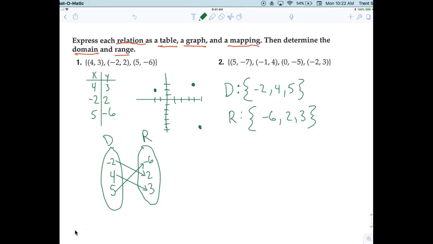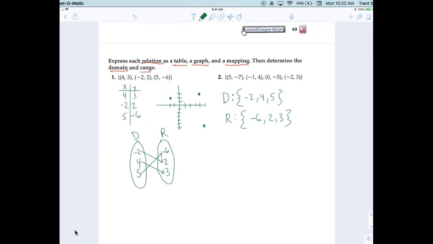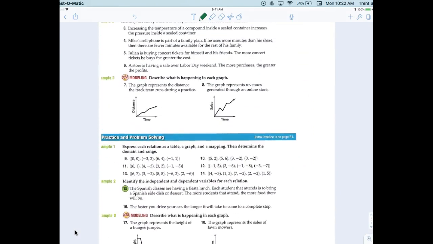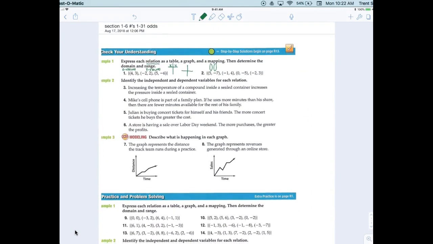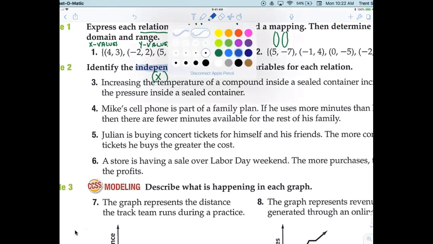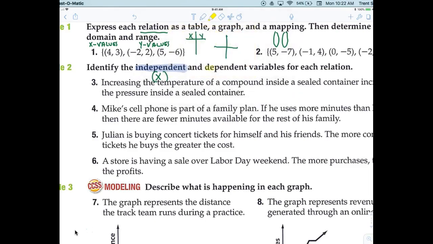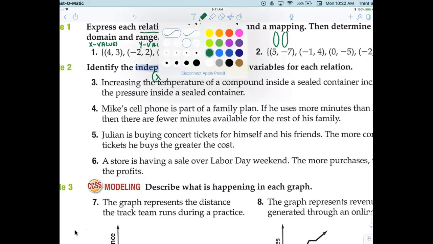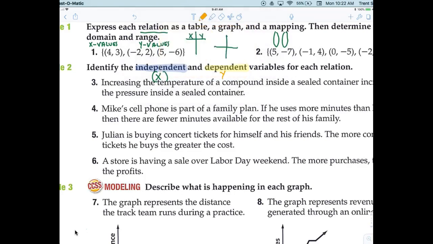Very simple. All right. So after that, I want to go back now, and I want to look at question number 3. Now, something else you might want to add for your definition is this. Your independent variable is your x, and your dependent is probably then your what? Your dependent is your y value.